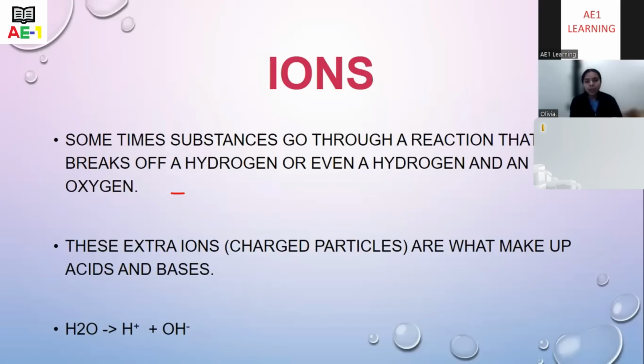So let me tell you, whenever some substances go through a reaction, I mean, whenever they break down, they break down into charged bodies. For example, let's say you have a molecule of H2O, that's a molecule of water. If you break it down, you'll get two other things, that's H positive and OH negative. So you'll get two kinds of charged particles, one positively charged and the other negatively charged. These positively and negatively charged particles are known as ions.